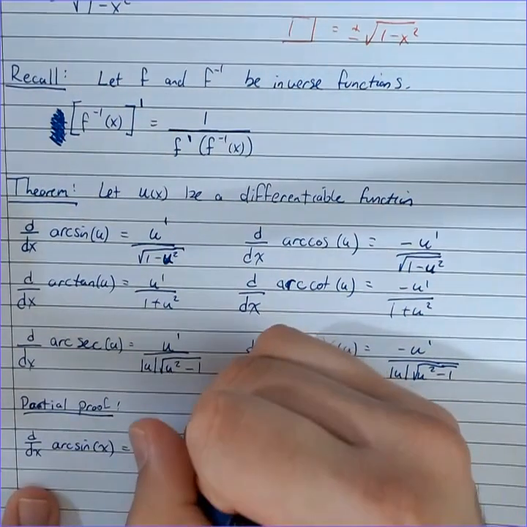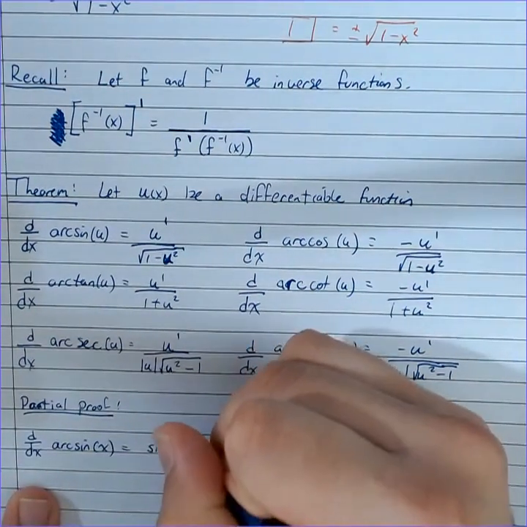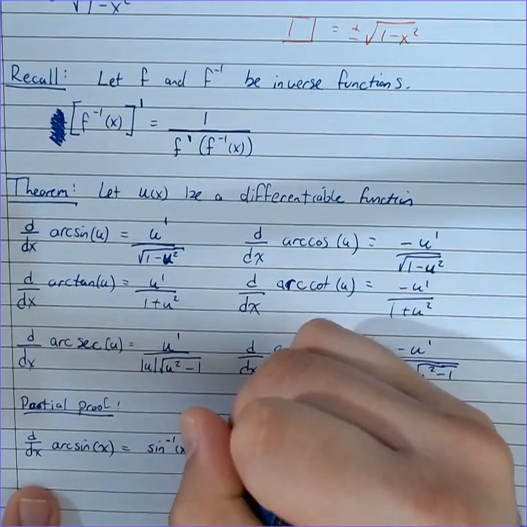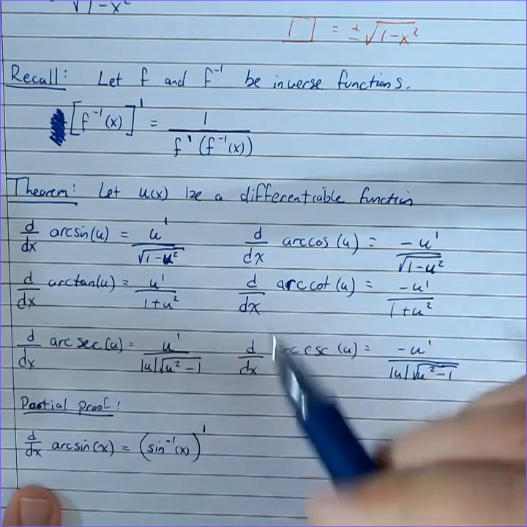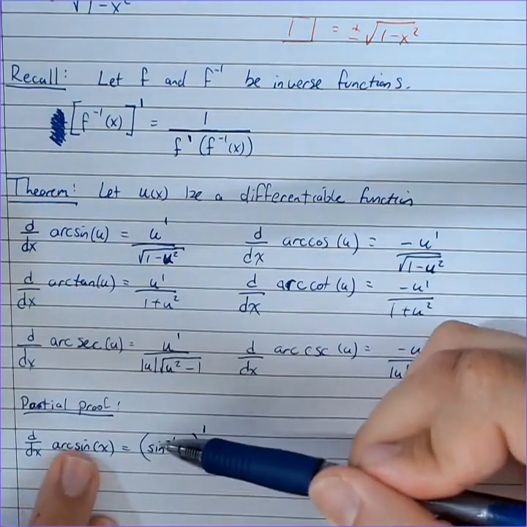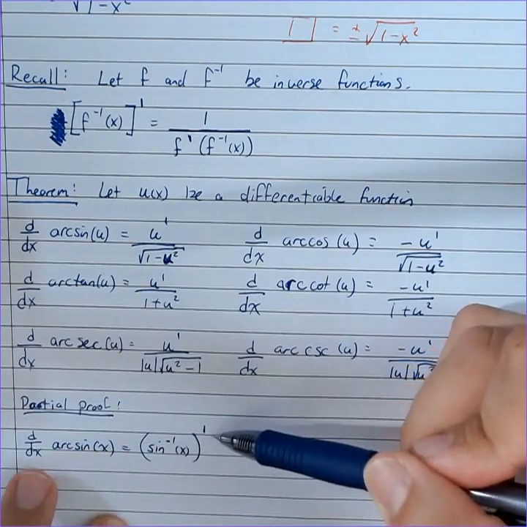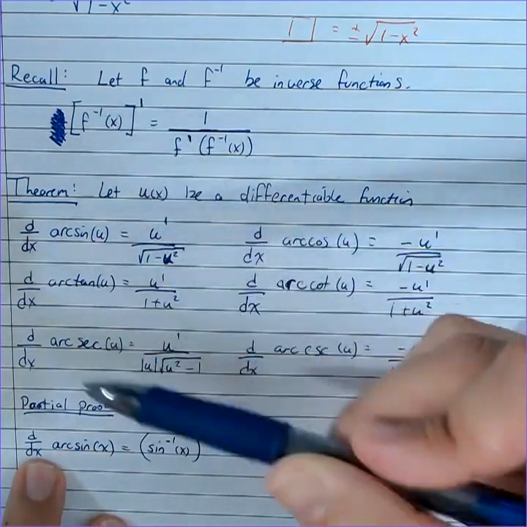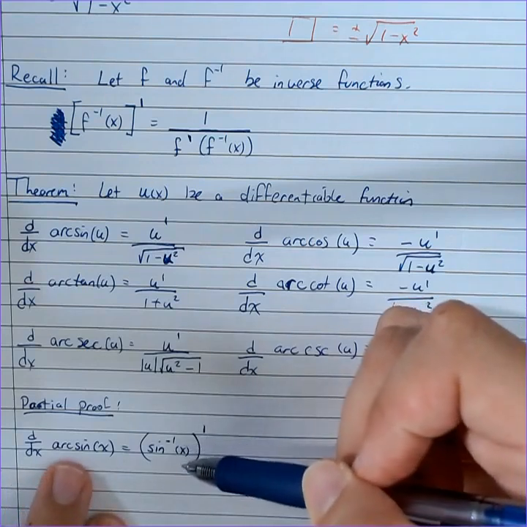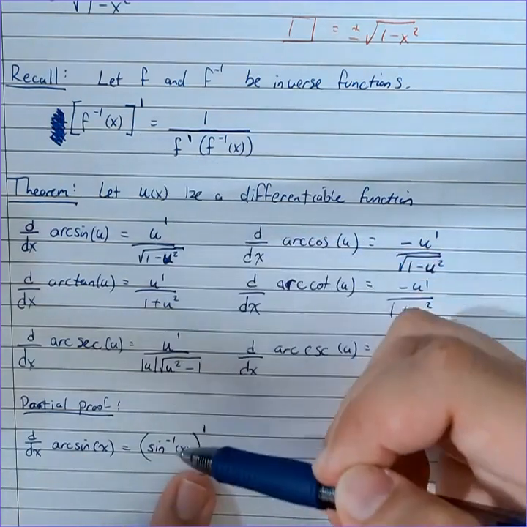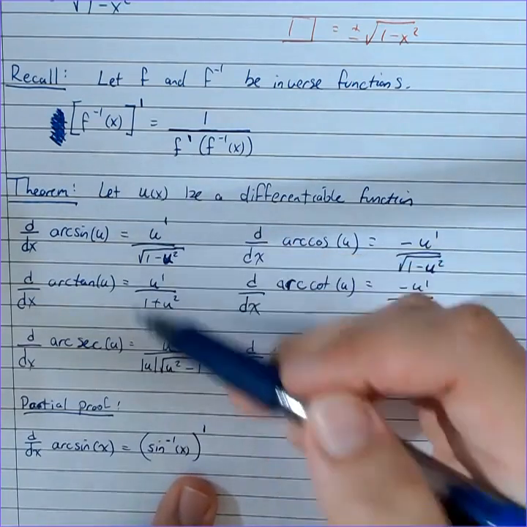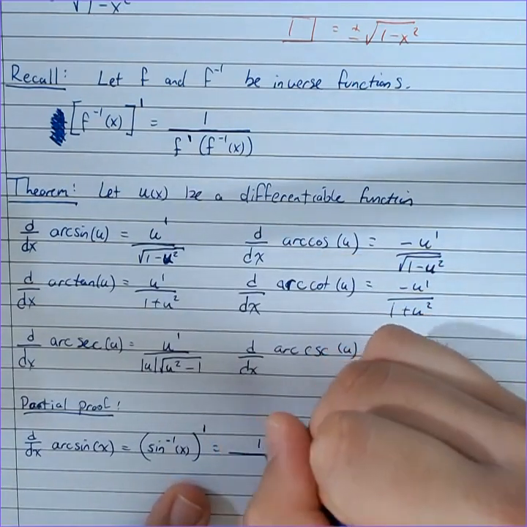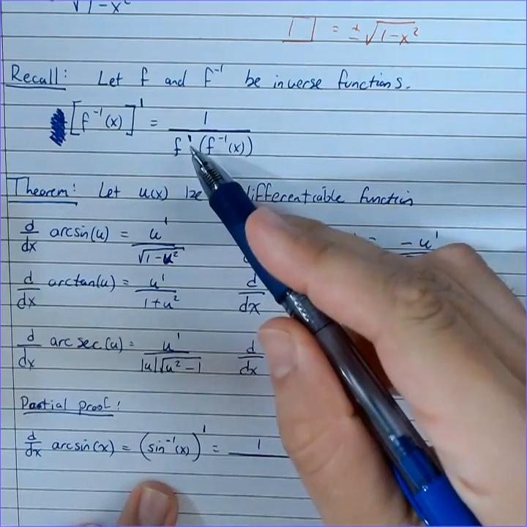So here, let me rewrite this in a form that's a little more convenient. I'm going to write this as sine inverse of x, prime. Now, that's saying the same thing. These are equivalent, and I'm taking the derivative. But now this looks exactly like this. This is an inverse function prime. Not that these mean anything different, but the notation now is sort of screaming at us, hey, look, do this. Okay, well, that's going to be 1 over f prime.